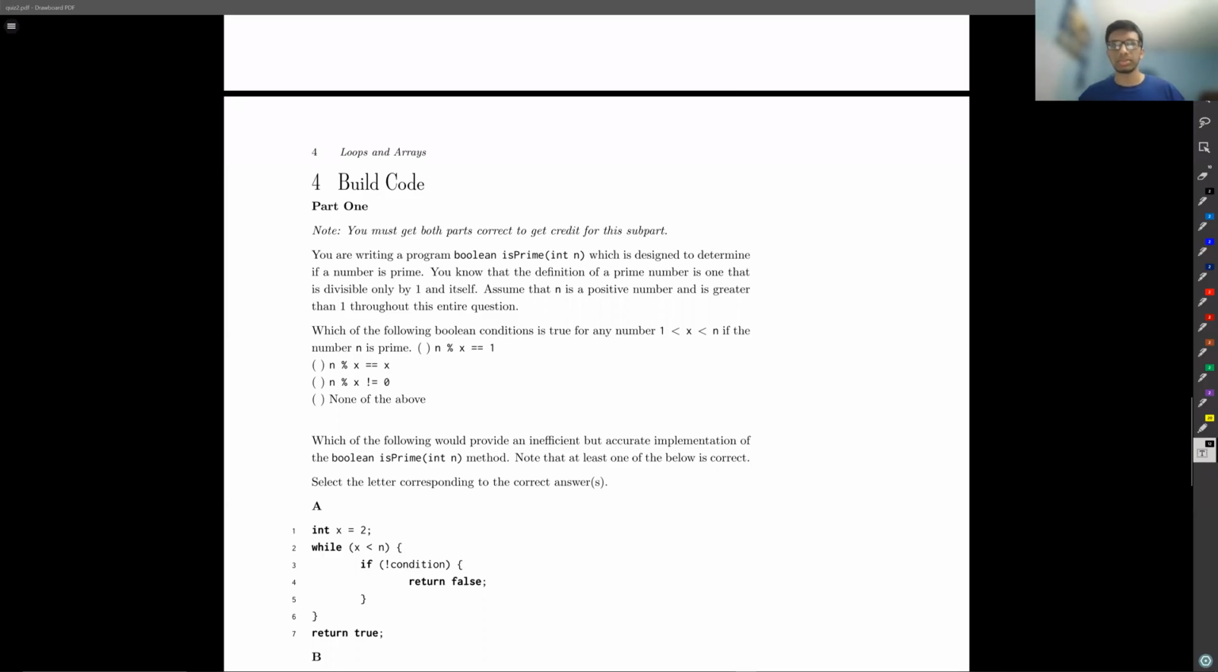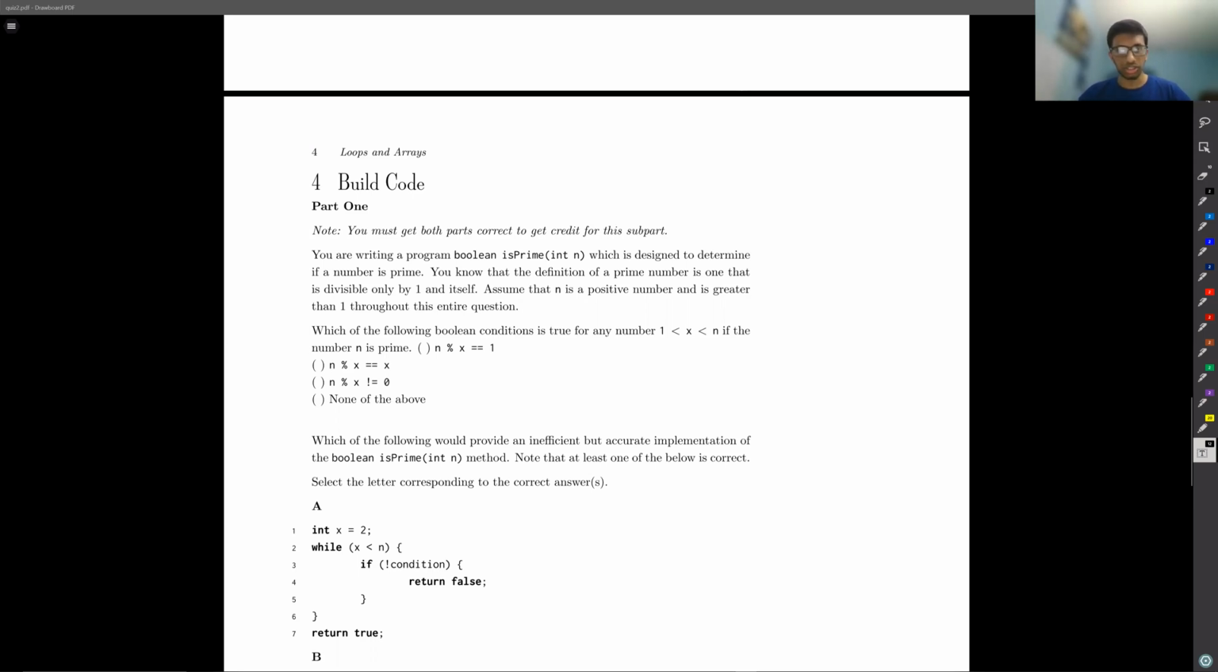Hey everyone, my name is Aniruth, and today we're going to be going through question 4 from quiz 2 of CS61BL. I'm going to be going through my thought process as I think about these questions in the hopes that it helps you think about how to approach these questions and maybe some things that you can think about when you're approaching these questions on your own.